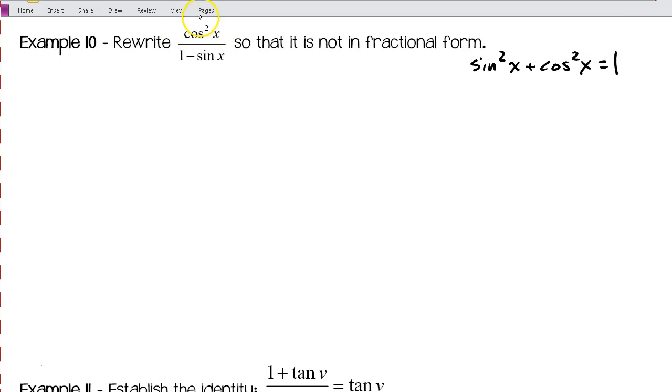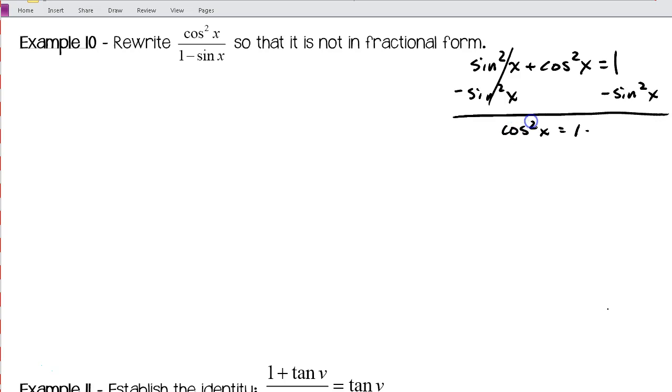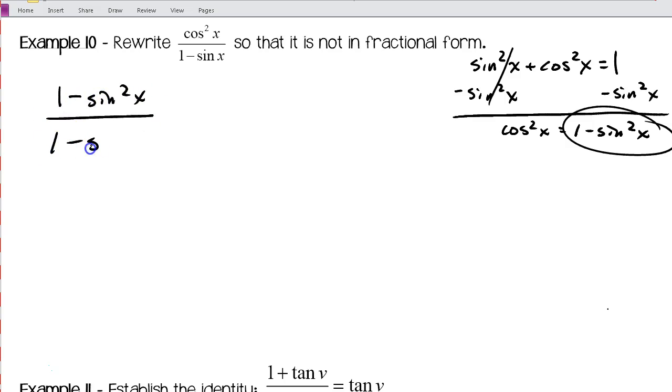Up here I have a cosine squared x by itself, so if I rearrange my Pythagorean identity by subtracting sine squared x from both sides, I get that cosine squared x is the same as 1 minus sine squared x. Now normally we don't look to make things more difficult, but in this case, since I see my denominator is 1 minus sine x, I'm going to change that cosine squared x to 1 minus sine squared x. So using my Pythagorean identity, I have 1 minus sine squared x over 1 minus sine x.